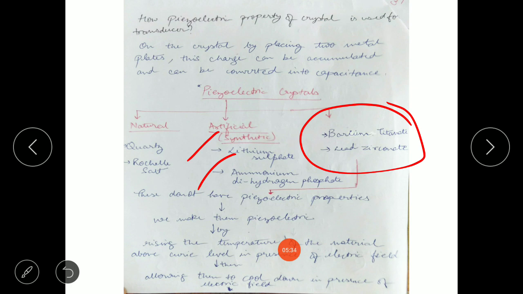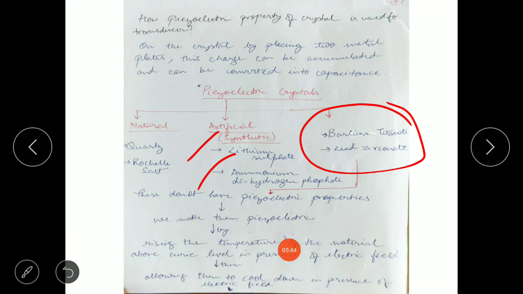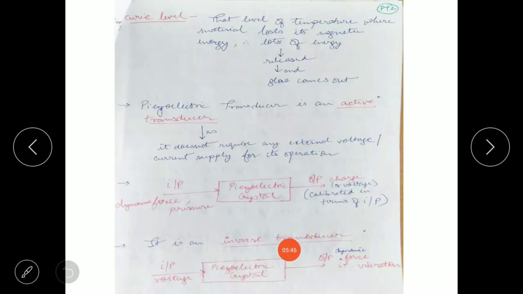So what is this Curie level? I told you that we heat or raise the temperature of these materials above their Curie level. Basically, Curie level is that level of temperature where the material loses its magnetic energy, lots of energy is released and a glow comes out. So that level of temperature where a material loses its magnetic energy is the Curie level temperature of that material.